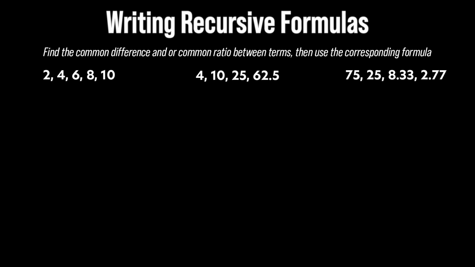Today we're going to learn about writing recursive formulas. Find the common difference and/or common ratio between terms, then use the corresponding formula. So for this first one we have 2, 4, 6, 8, and 10.